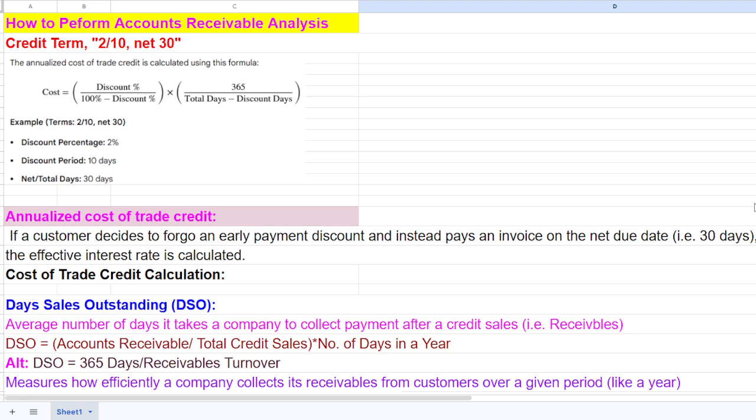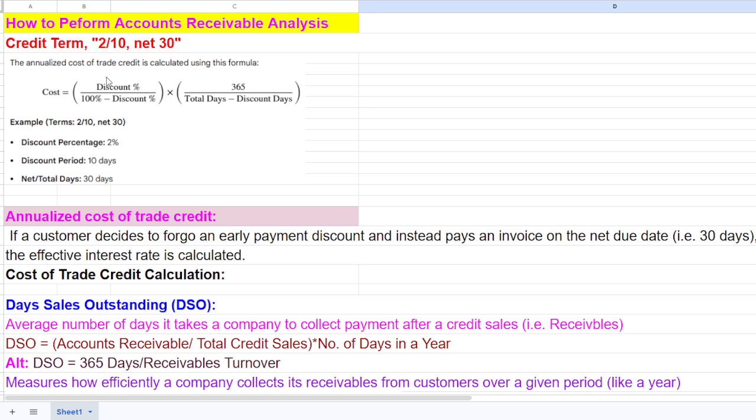Okay, so concerning the credit term, if we say 2 by 10 net 30, that means if the customer pays within 10 days, they would enjoy the 2% cash discount, while the total credit period, or net period, is 30 days. That means beyond 10 days, if the customer pays the dues, the customer will not enjoy the discount.